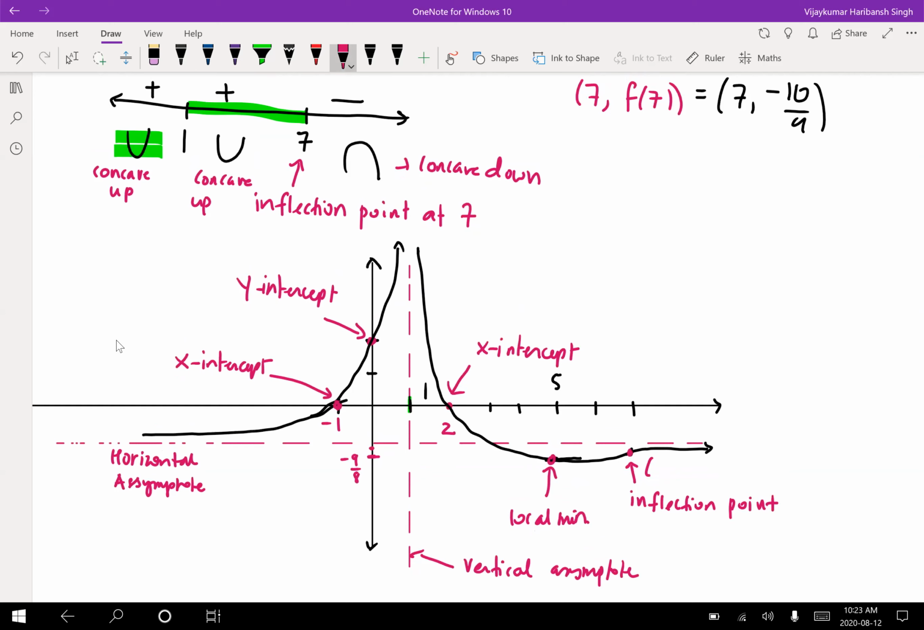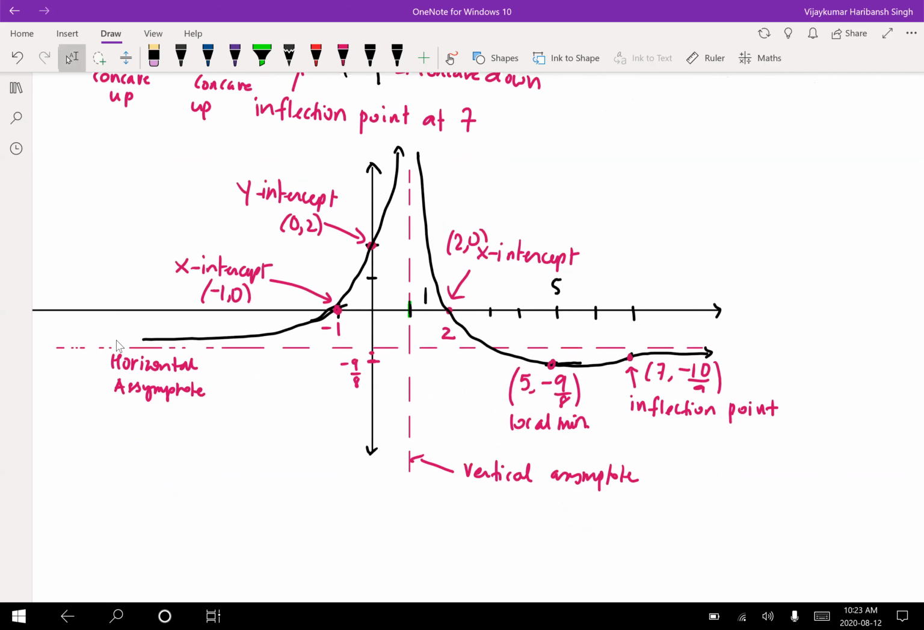This is going to be 7 comma -10/9. This point is 5 comma -9/8. This is -1 comma 0. This is 0 comma 2, sorry. This is 2 comma 0. Okay, so all the points are marked, with horizontal asymptote y equals -1 and vertical asymptote x equals 1.